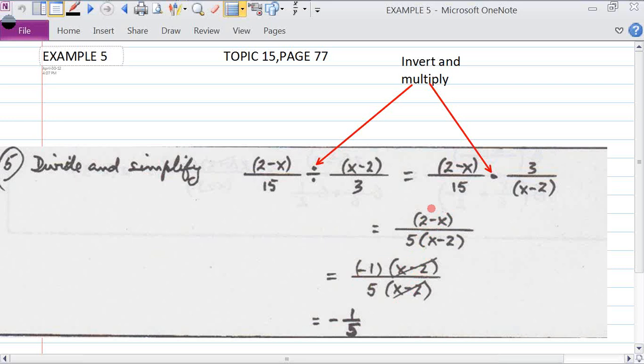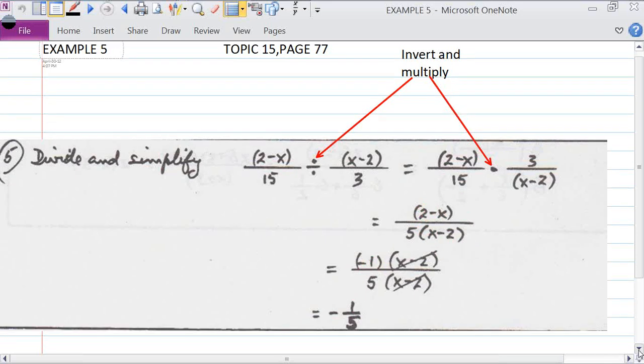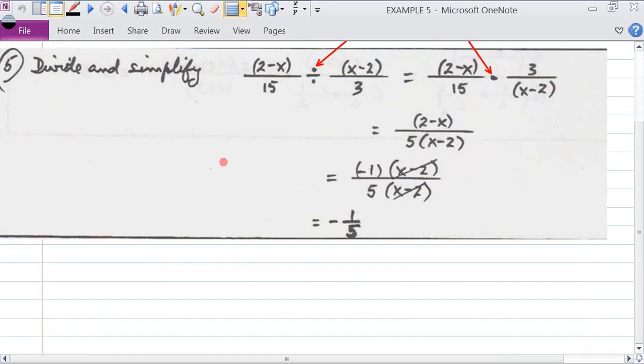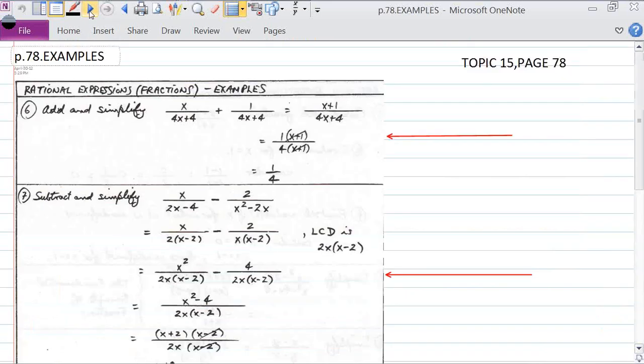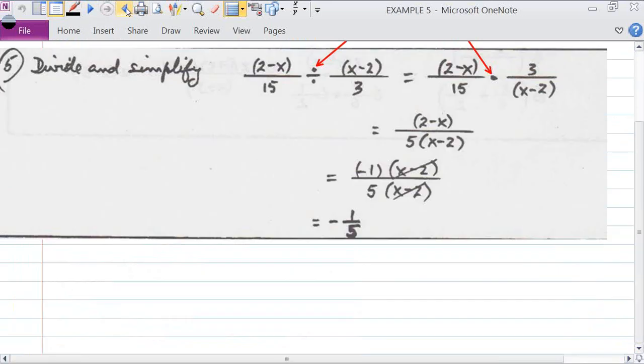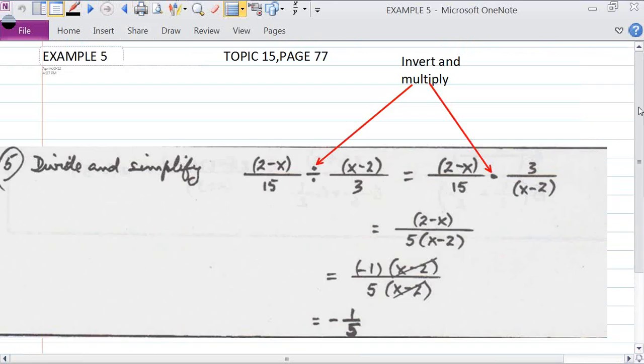So this whole part here becomes minus 1 right here. 2 minus x divided by x minus 2 is minus 1, and I'm left with minus 1/5. So that completes the 5 examples on page 77.